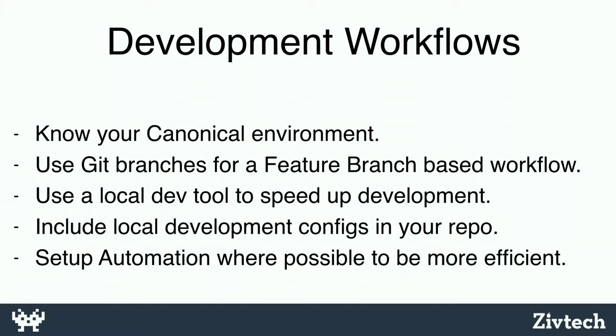What we want to do for the most part is try to include these local development tool configs in the repository when possible. Some of these newer tools that are Docker-based get configured through a YAML file of some sort. You can include this YAML file directly in your repository, so anytime the next developer goes to check out the code, they can spin up their local dev environment pretty quickly, as long as you have some documentation to back up how you go about that. And then we want to set up automation where possible to be more efficient.